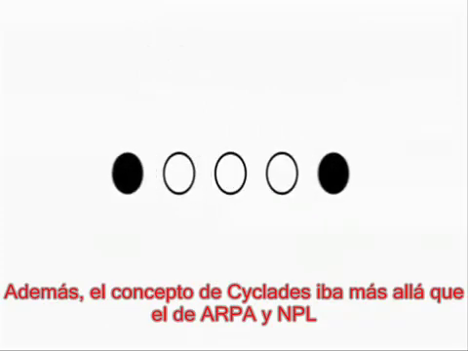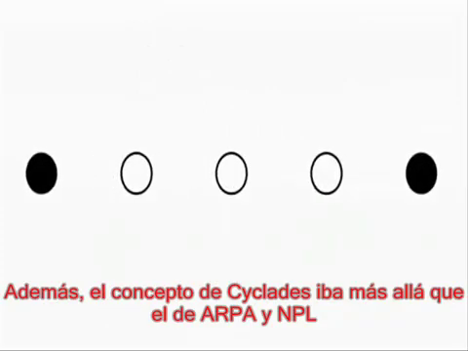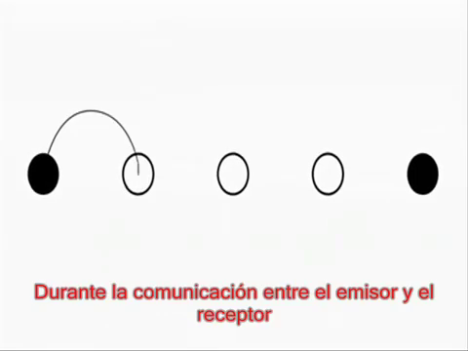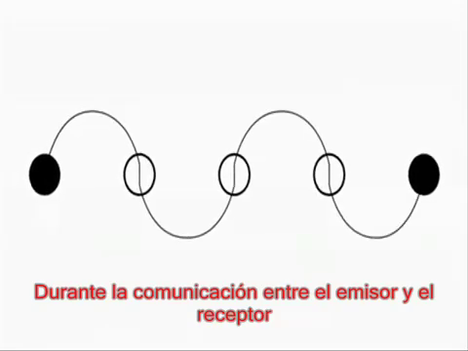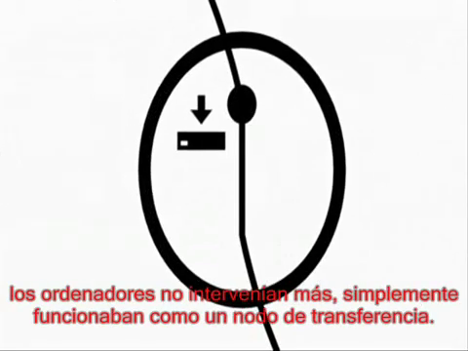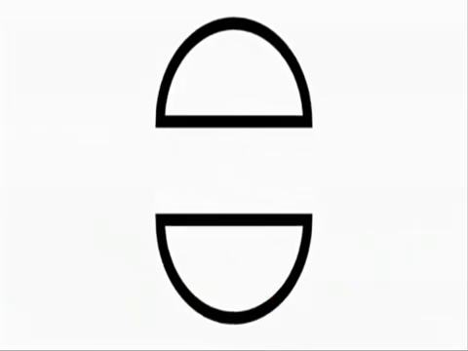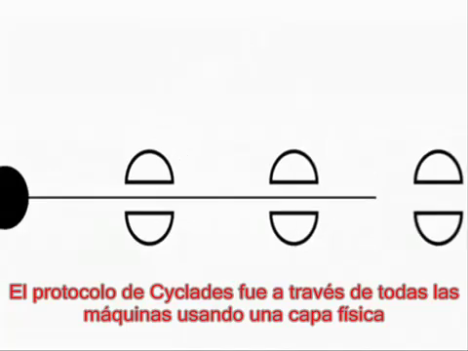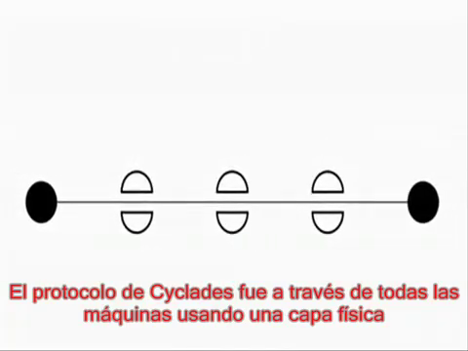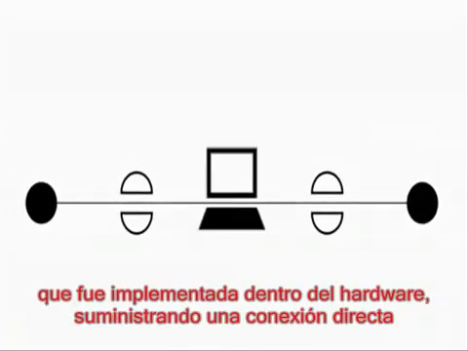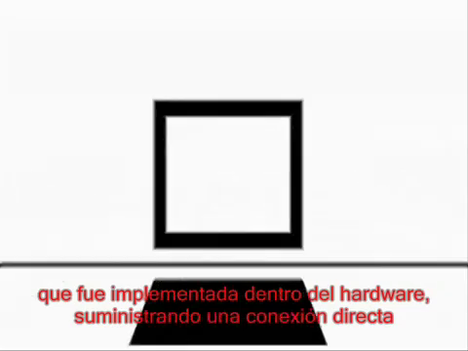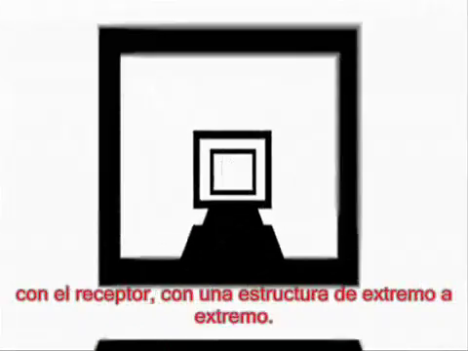Moreover, Cyclades' concept went further than ARPA's and the NPL's. During communication between sender and receiver, the computers were not to intervene anymore, but simply serve as a transfer node. Cyclades' protocol went through all machines using a physical layer that was implemented into the hardware, providing a direct connection with the receiver, an end-to-end structure.